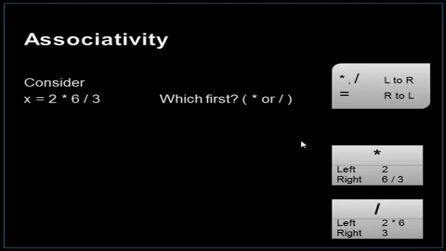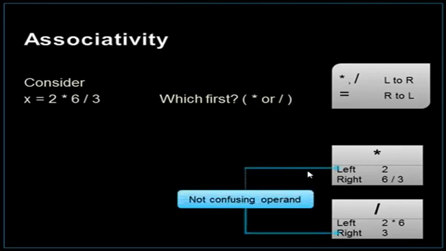Now if you look at it carefully, which is the most non-confusing operand, which does not have confusion? The left operand of the multiplication is not confusing because it's a constant. No operation needs to be done, right? And for the division operator, we have the right operand as not confusing. Now what is the associativity of multiplication or division? Multiplication is left to right, division is left to right.